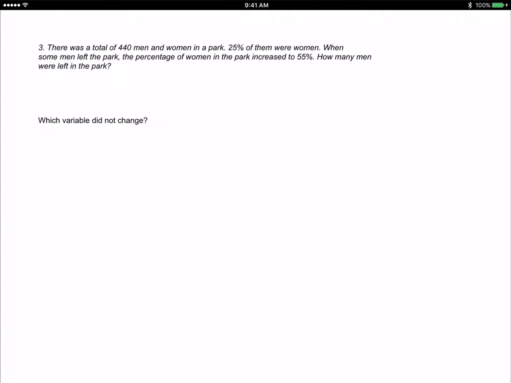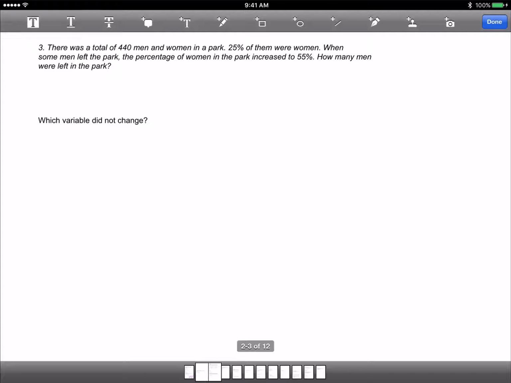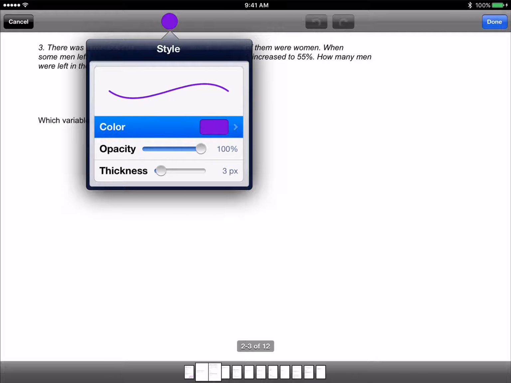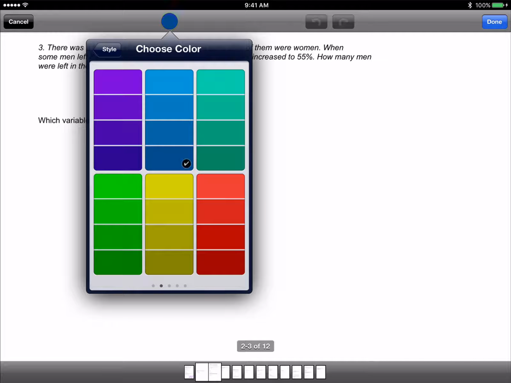Okay, so this is much better. Next question here is this. Let's try to use another color. Alright, let's get some blue.